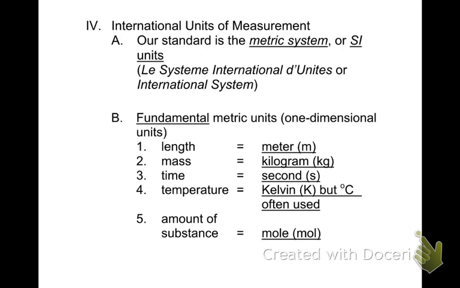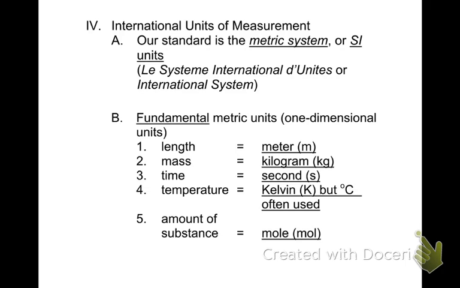So our international units of measurement happen to be the metric system, or they're known as SI units because, well, in French, system comes before international. Now, the fundamental metric units that we use are typically one-dimensional units. So for length, we use meters; mass, kilograms; time, seconds; temperature, typically Kelvin, but often degrees Celsius is used because it's just easier. And then amount of a substance, which we will learn later on, happens to be a mole.